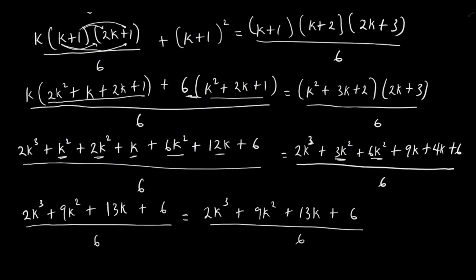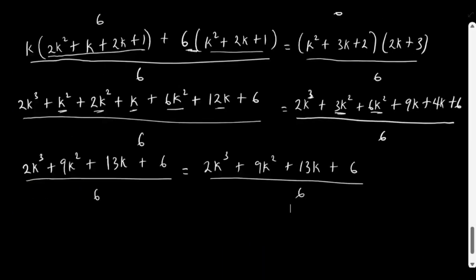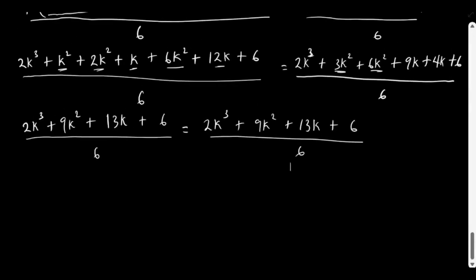over 6. So with this, we've proven that the left hand side and the right hand side are equal, because we have 2k cubed plus 9k squared plus 13k plus 6 at the numerator. At the left hand side also we have the same thing at the right hand side. So the statement is true for all values of n.